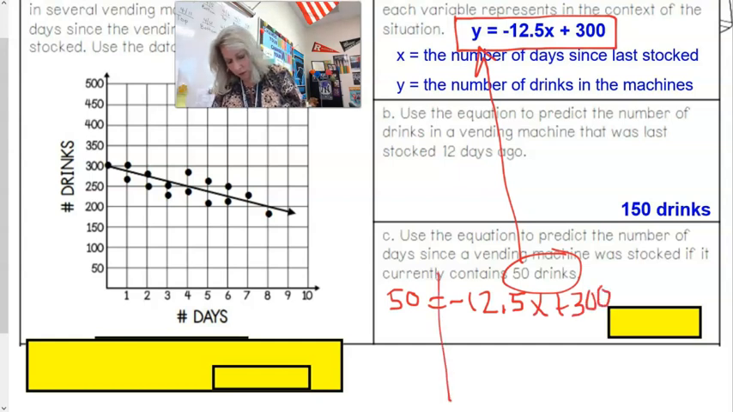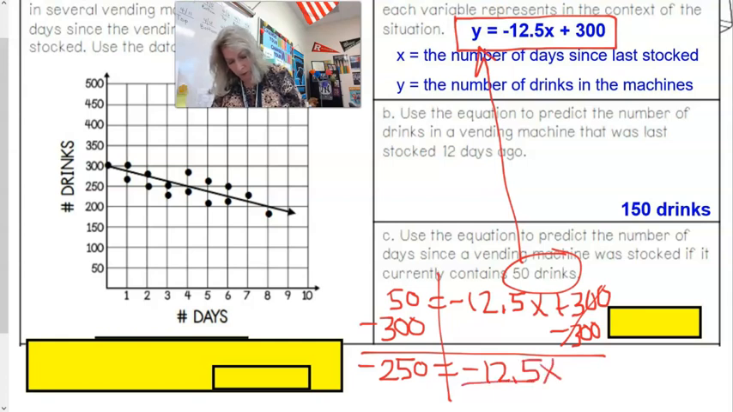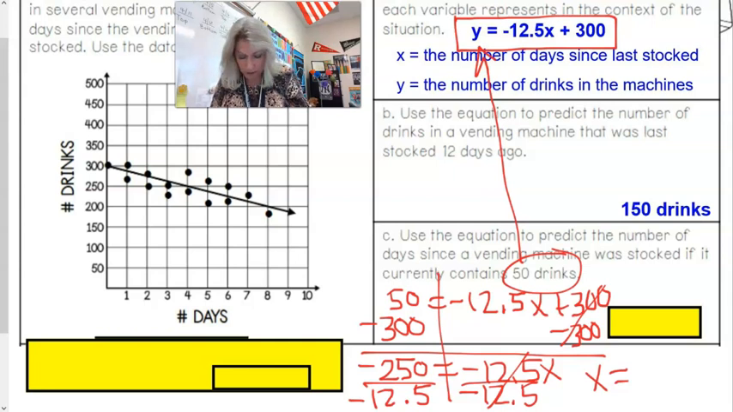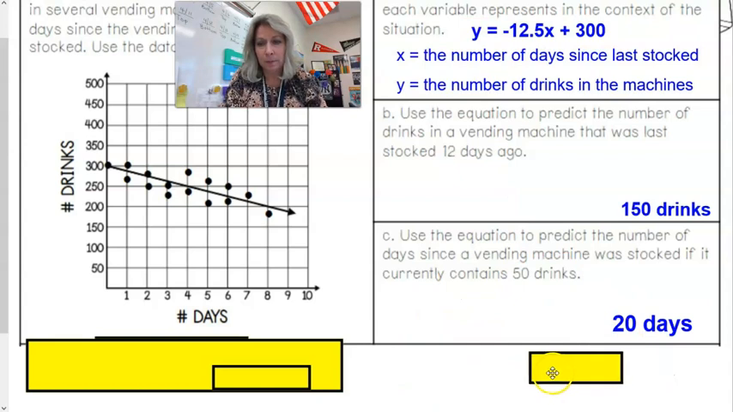So this is like solving a two-step equation where we would take away the constant term, which is the 300, so we would subtract 300 from both sides. And 50 minus 300 is a negative 250. Bring down the equal sign and the negative 12.5x. And then we divide by negative 12.5 on both sides. And a negative divided by negative is a positive. So a negative 250 divided by a negative 12.5 is 20. So I predict 20 days would be there. And that is the answer for that, 20 days.